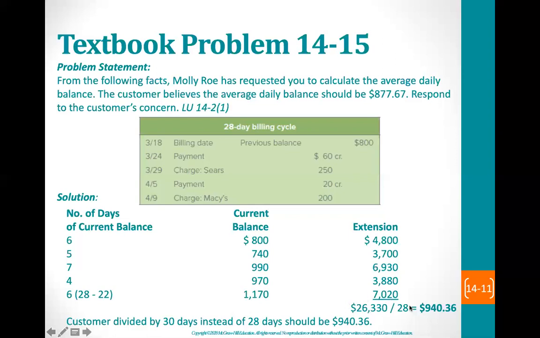$26,330 divided by 28 days, her average daily balance is $940.36. She thought her average daily balance should be $877.67. The problem with her calculation is that she divided by 30 days instead of 28. She didn't pay attention to her billing cycle, so she got a lower balance. So she thinks that her interest is incorrect, when in fact it is correct. Her balance should be $940.36.